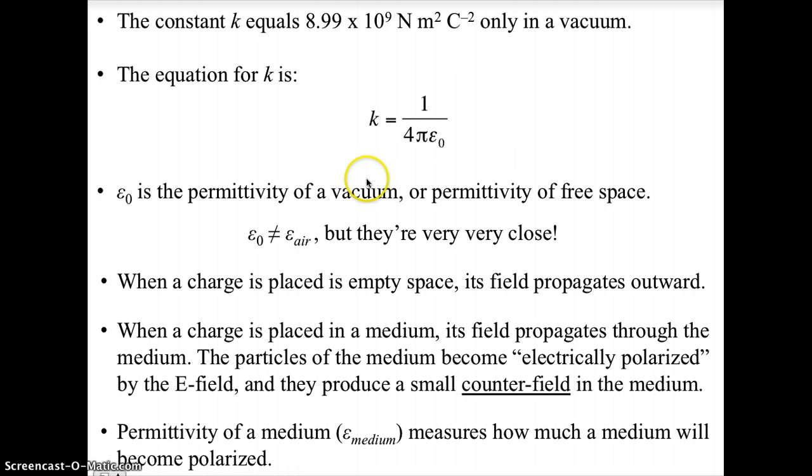It's a value that we're not going to deal much with. We just have to know that whenever we're using this equation, we are assuming that the permittivity is equal to the permittivity of free space. Whenever we use this value, we assume that we are in a vacuum. We assume the permittivity is the same as in a vacuum.